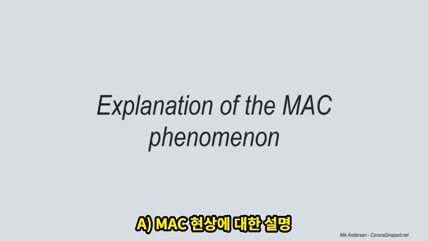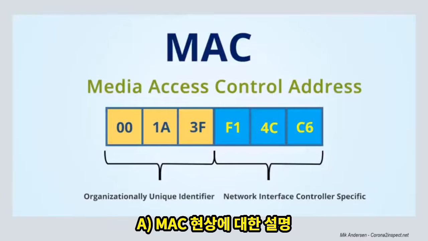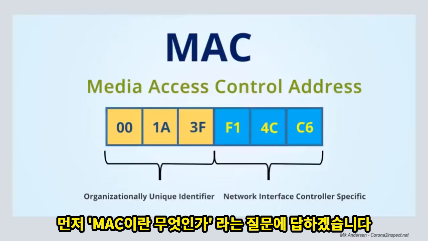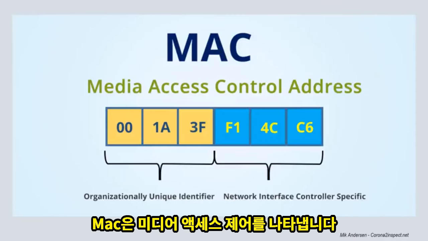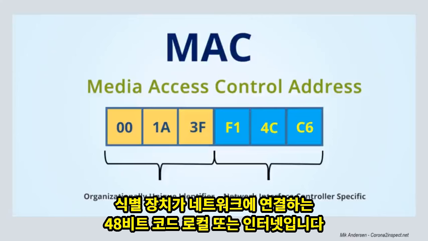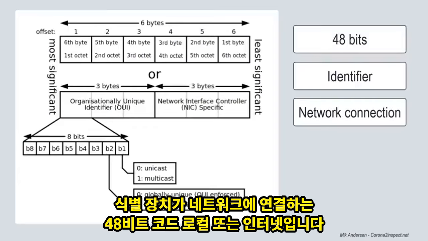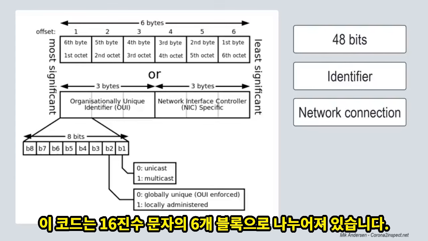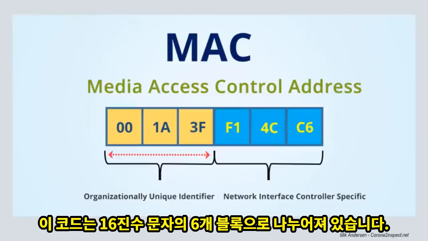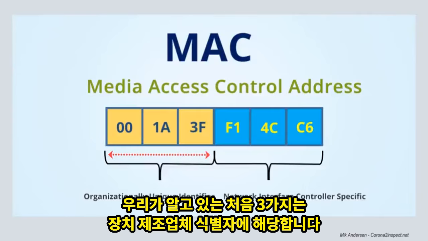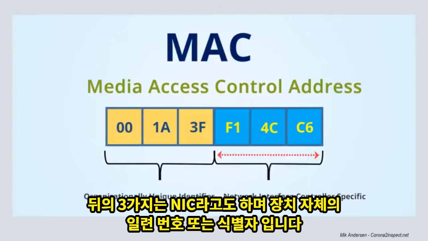A. Explanation of the MAC phenomenon. First of all, we will answer the question, what is a MAC? MAC stands for Media Access Control, which is a 48-bit code that identifies a device that connects to a network, e.g. local or internet. This code is divided into 6 blocks of 2 hexadecimal characters. The first 3, known as OUI, correspond to the device manufacturer's identifier. The last 3 blocks, also known as NIC, are the serial number or identifier of the device itself.